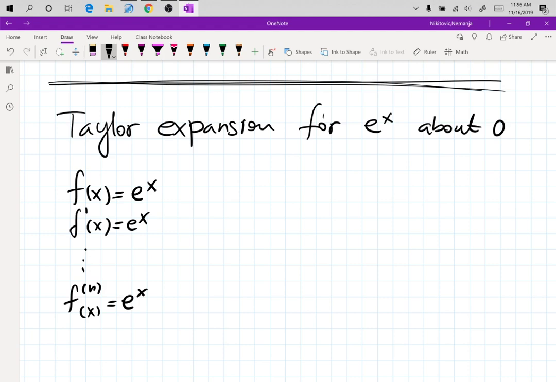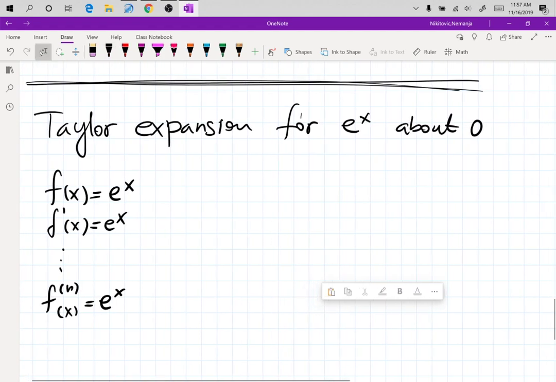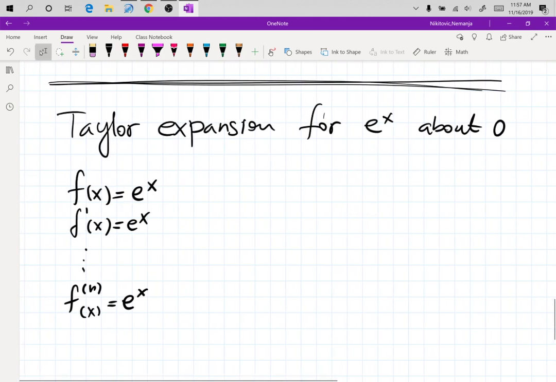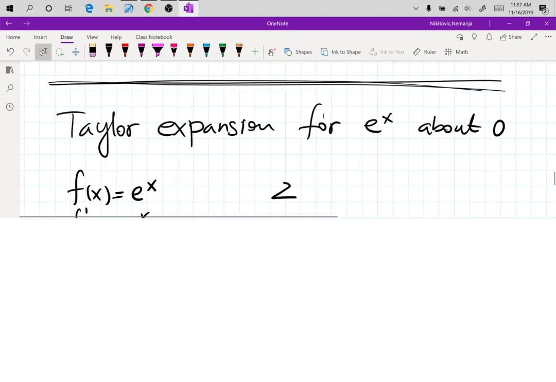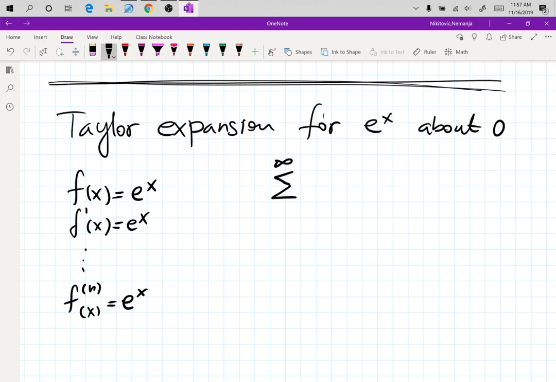Cool. So the Taylor polynomial, or the Taylor series, or the Taylor expansion, use any of the three you want, is going to be the summation from 0 to infinity of the derivatives calculated at 0, because I am centering it at 0. Next one we're going to center somewhere else. Divided by n factorial times x to the n, because it's x minus a to the n with a equal to 0. All right, so let's go.